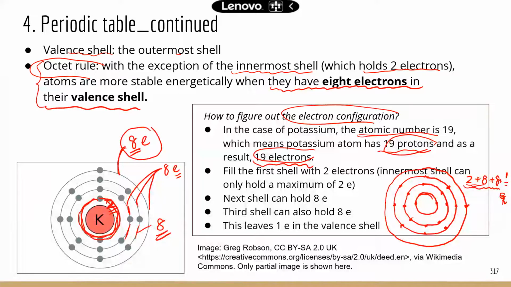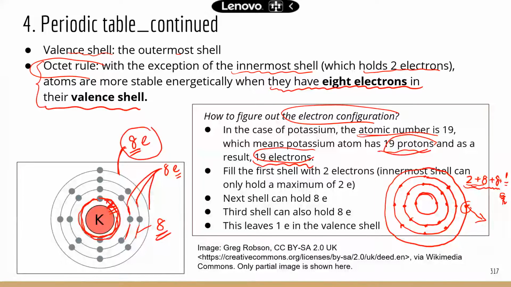Now, is potassium energetically stable? No, right? Because it does not satisfy the octet rule. Instead of 8, it has only 1 electron in the valence shell. So it's far from being stable. So in order to achieve that stable state and satisfy the octet rule, potassium tends to just lose this electron to some other atom.